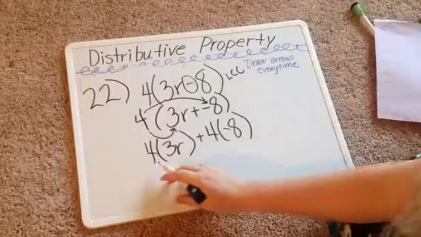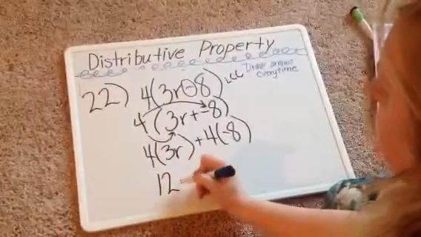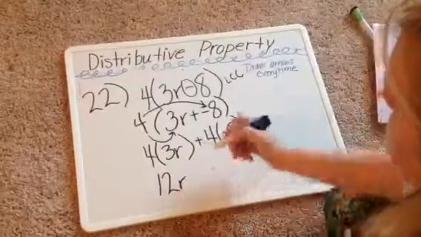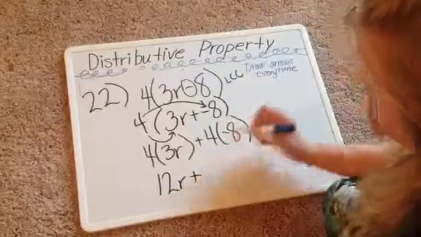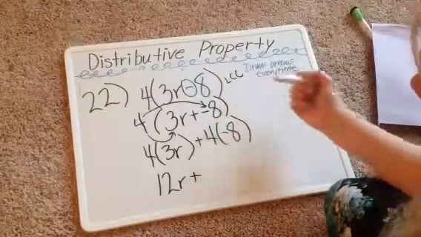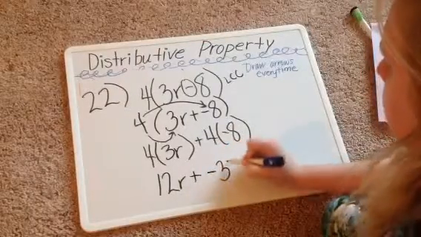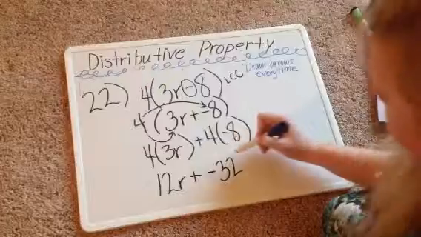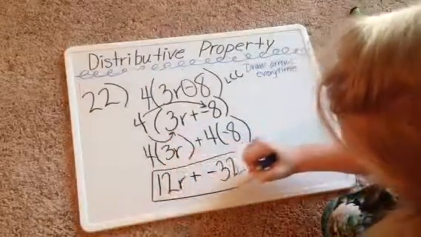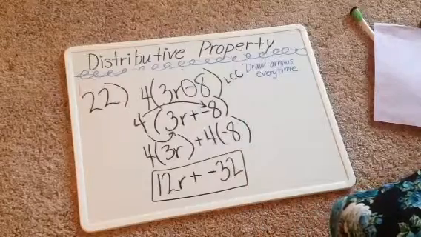Let's go ahead and see what we can solve here. So we have 4 times 3, which is going to be 12. And then remember our r comes with us. We're going to add. And then we have a negative number times a positive, which is always going to be negative. So we're going to have a negative 32. So our final answer is going to be 12r plus a negative 32.